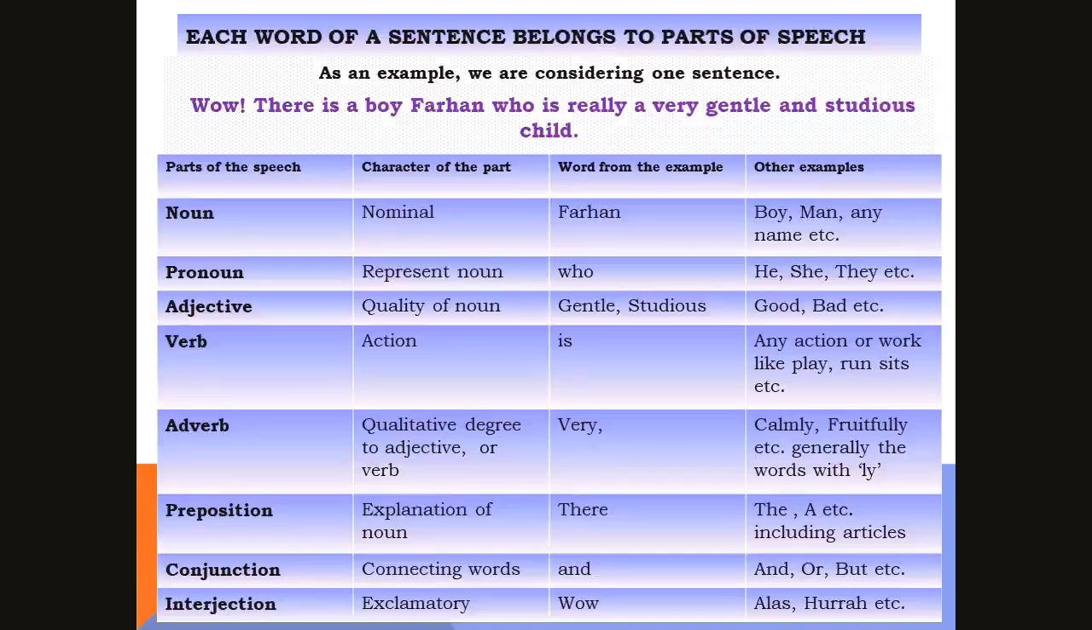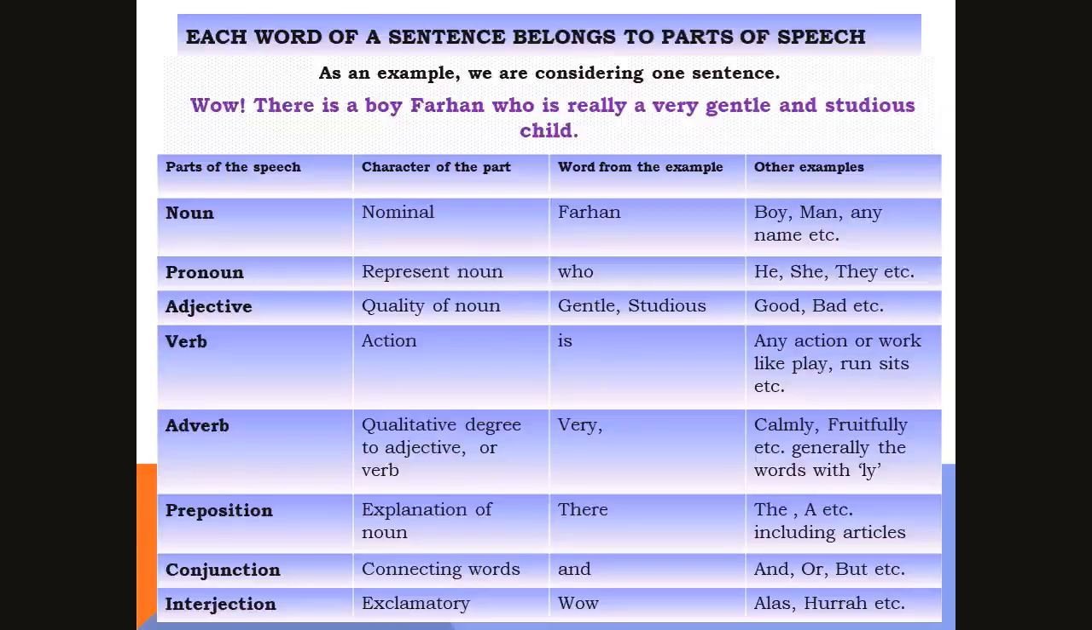So next one is preposition, an explanation of noun. There is a boy. Here this there is doesn't mean any place. It is only explaining. For the explanation, we are taking the help of the word there, and also its position is first, so it's a preposition. A and an, these articles also belong to the prepositions.